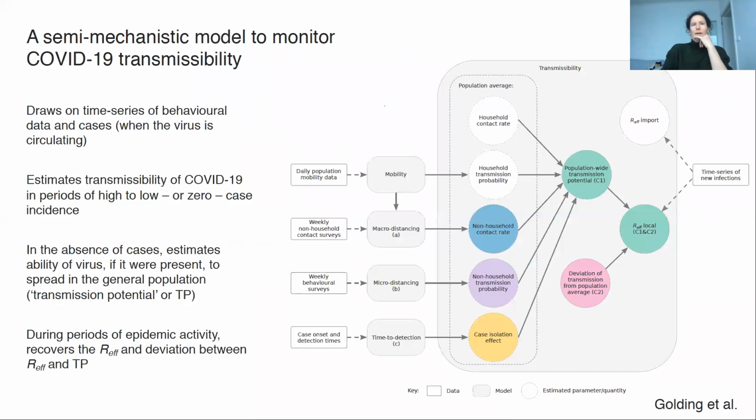So this was work led by Nick Golding, who came up with a method for monitoring COVID-19 transmissibility, which was useful in the absence of cases, could tell us something about how people were behaving and the likely rate of spread of the virus if it were present, but could also recover the effective reproduction number as it's traditionally measured when there were cases.